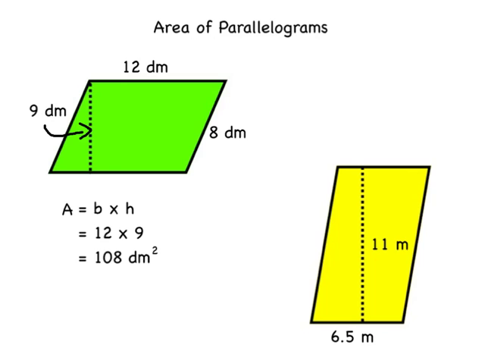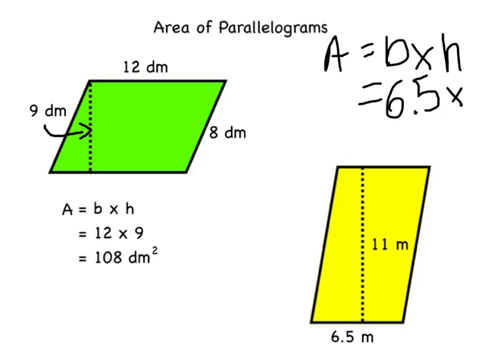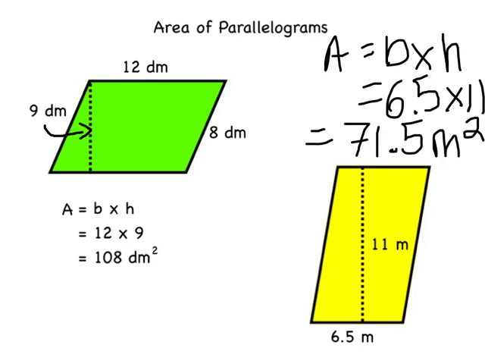Let's look at the yellow parallelogram. So this parallelogram has a base of 6.5 meters and a height of 11 meters. And again, I can put my formula in that area equals base times height. Notice that I always write my formula. The base is 6.5 and the height is 11. Now, I can estimate, I know that 6 times 11 is 66, so the answer has to be around 66. And if I put it into the calculator, I know that it's 71.5, which was close to my estimate. So this parallelogram has an area of 71.5 meters square.